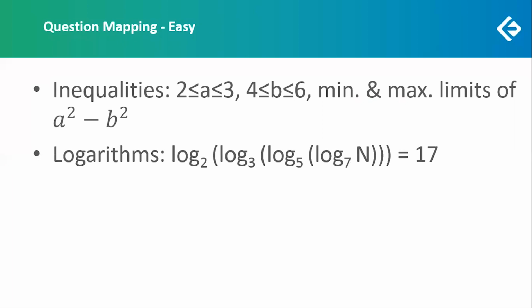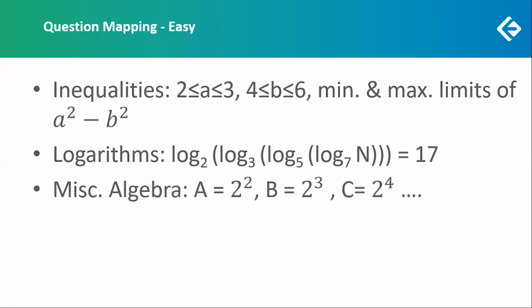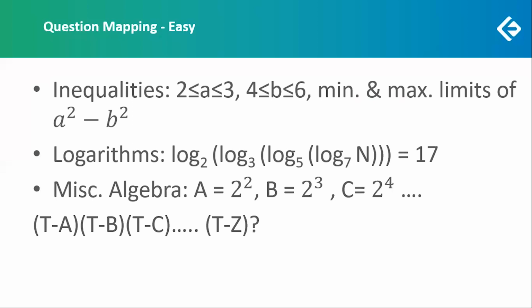that is 17 itself. Next question was from miscellaneous algebra, where a was given as 2 square, b was equal to 2 cube, c was equal to 2 raised to 4, and so on. And we had to find out the value of t minus a into t minus b into t minus c up till t minus z. Now once you look at this difference, t minus a, t minus b, t minus c, you know that there will be one term in between which is called t minus t. Okay, and because of that the entire multiplication gets 0.